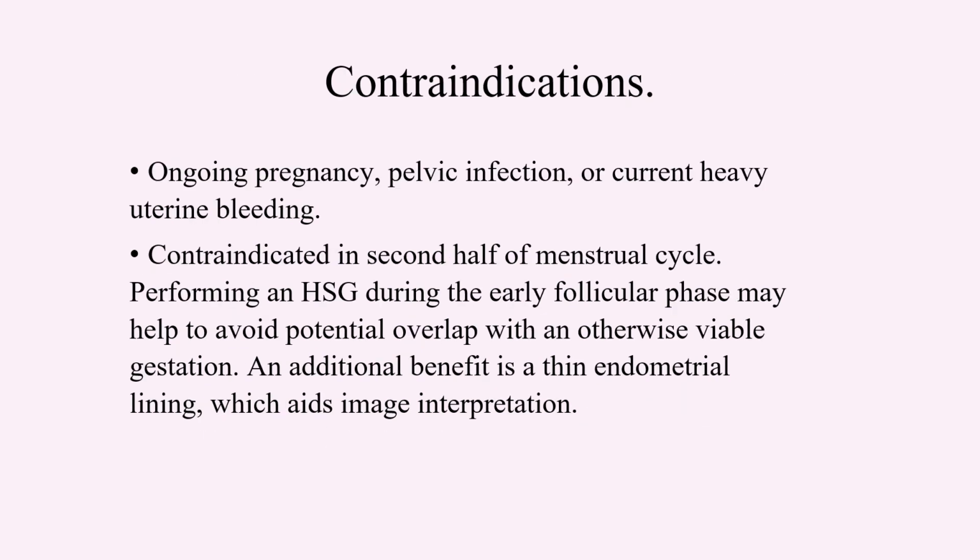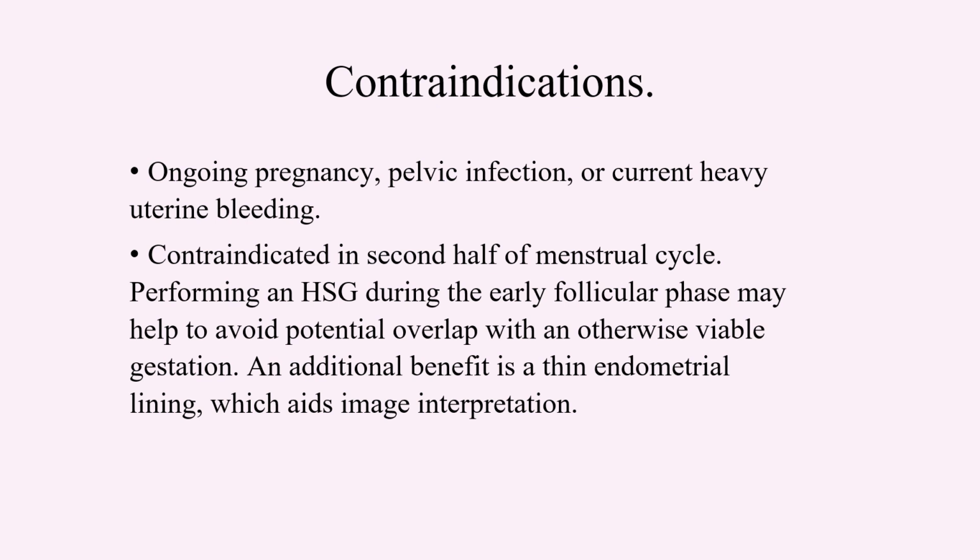There are certain contraindications for this procedure, and these include if a pregnancy is suspected, or if there is an ongoing pregnancy, if there is a current history of pelvic infection, or if there is a current history of very heavy uterine bleeding. So a hysterosalpingogram should never be done if the patient is spotting or bleeding. It is also contraindicated in the second half of the menstrual cycle.